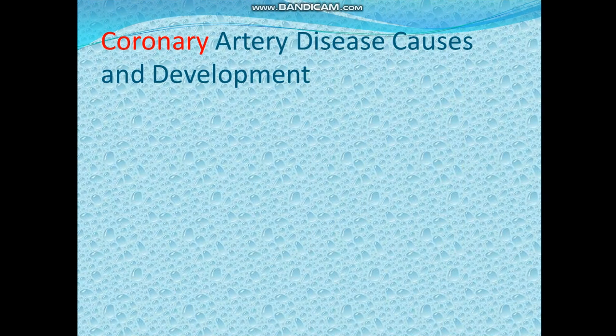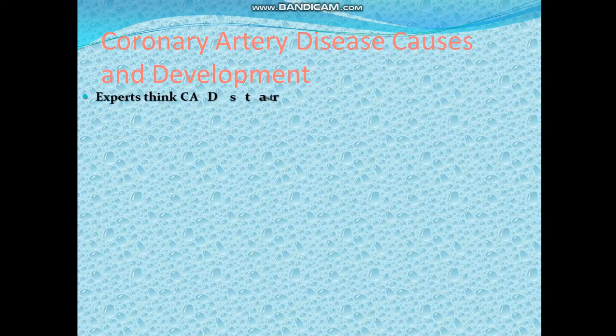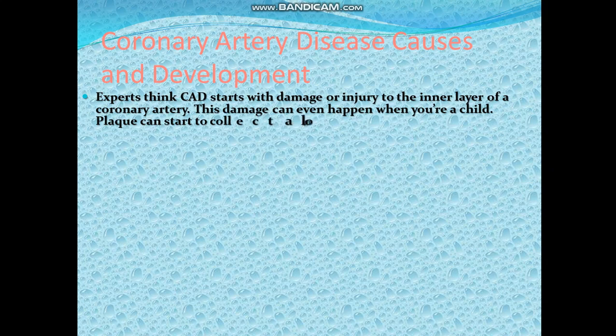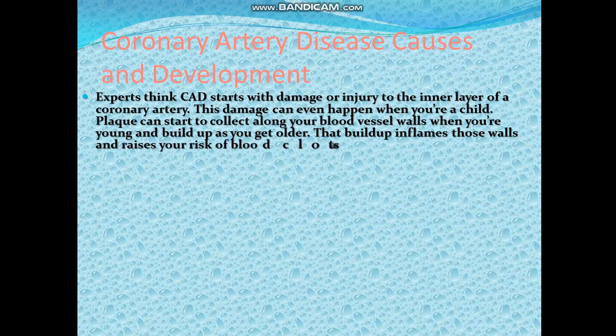Now let's talk about how coronary artery disease develops. Coronary artery disease starts with damage or injury to the inner layer of a coronary artery. This damage can even happen when you are a child. Plaque can start to collect along your blood vessel walls when you are young and build up as you get older. That buildup inflames those walls and raises your risk of blood clots and heart attacks.